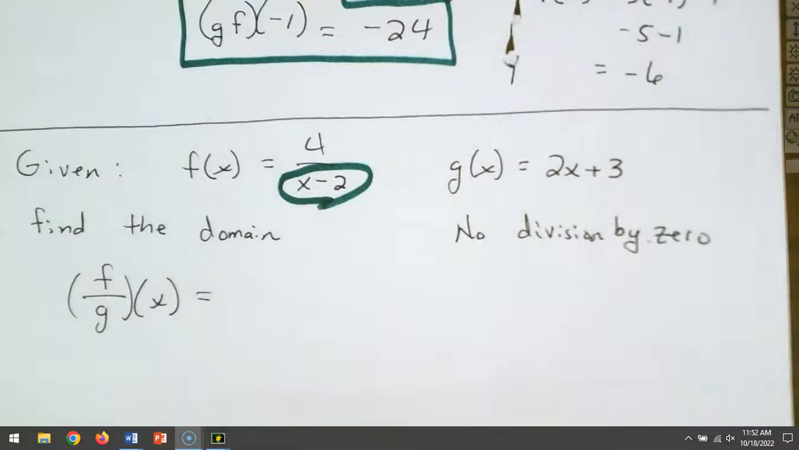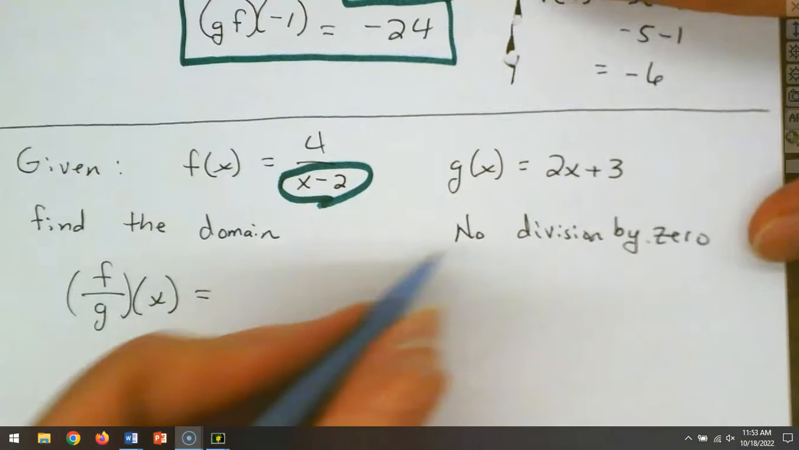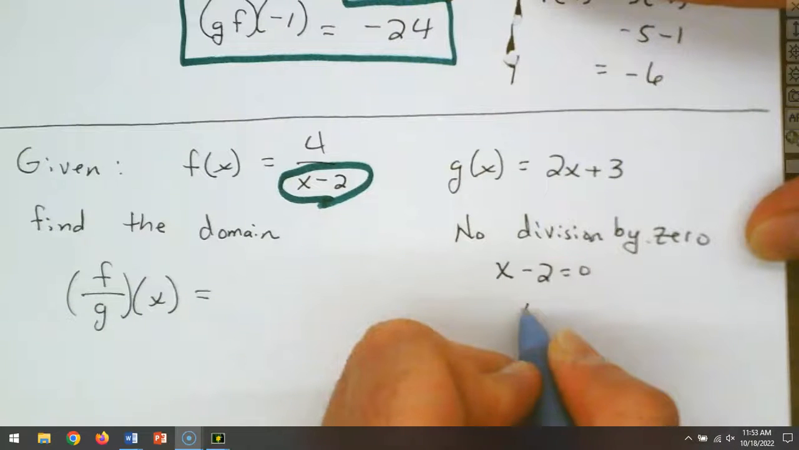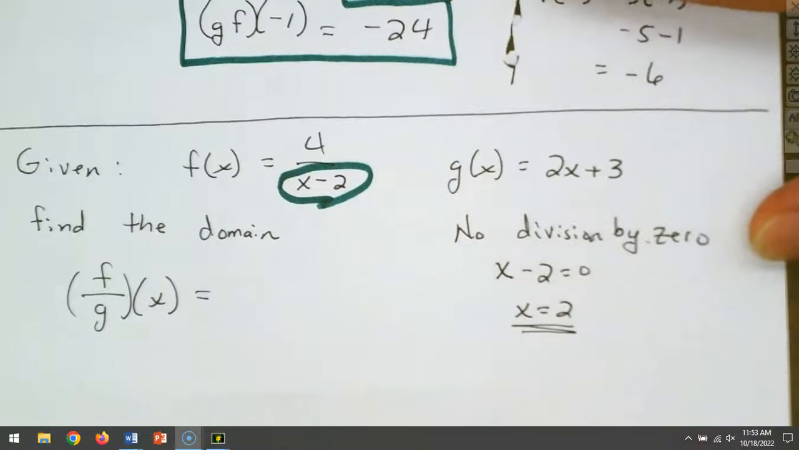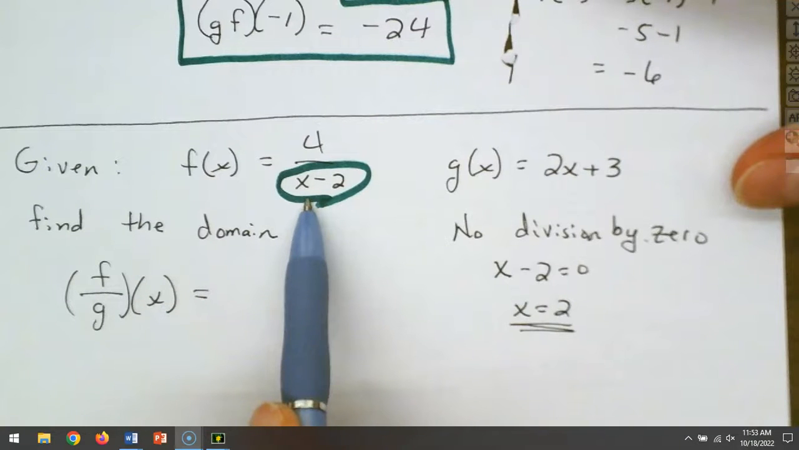We have a possible division by 0 there, don't we? Right? So that's going to be one of them. There's going to be 2 of these. So no division by 0. That means we take x minus 2 equals 0, and we solve it, and we get our first number, which is 2. Because 2 would give you 0 here, and we can't plug it in.